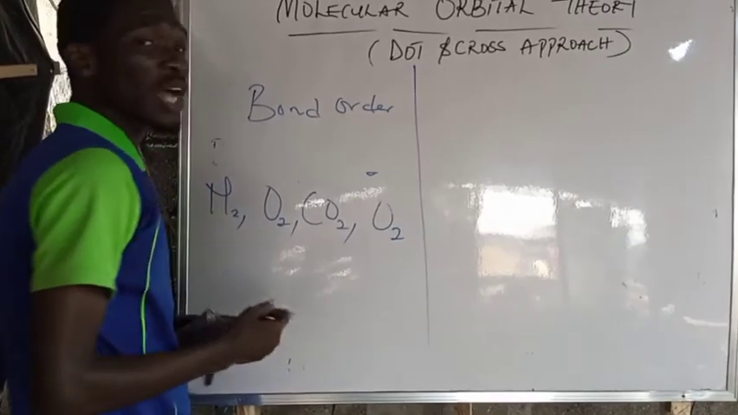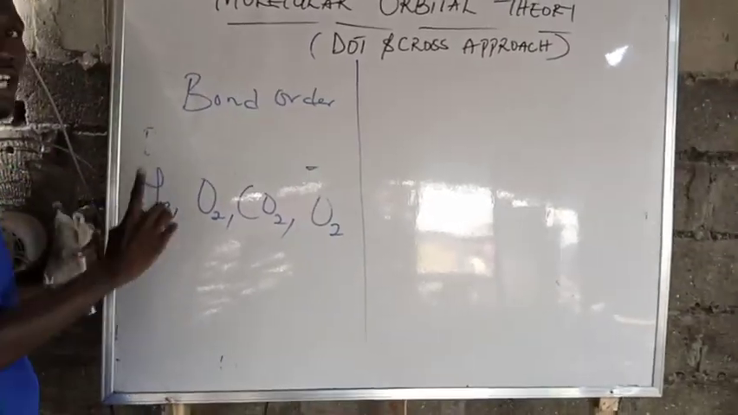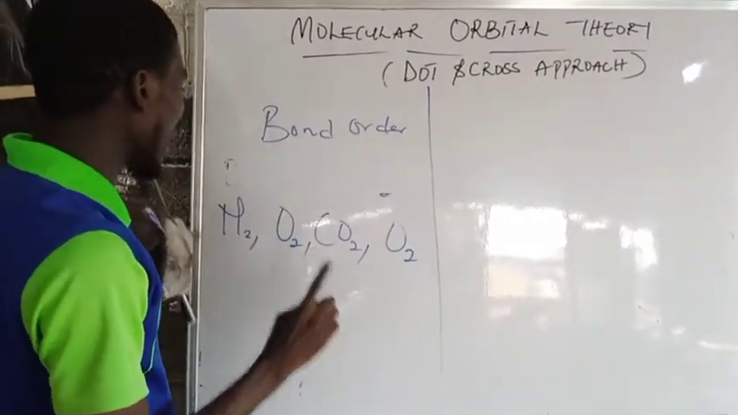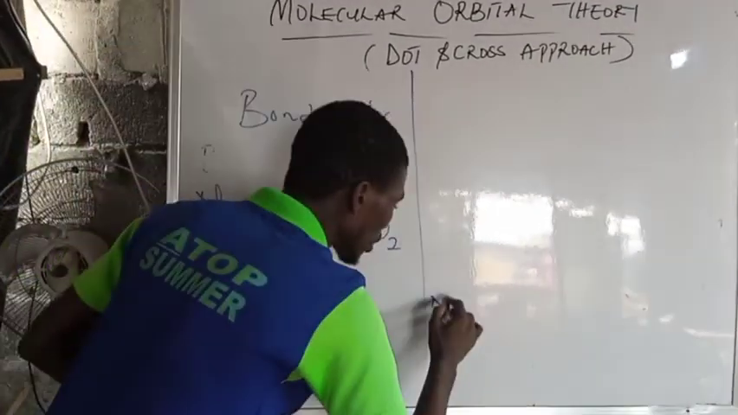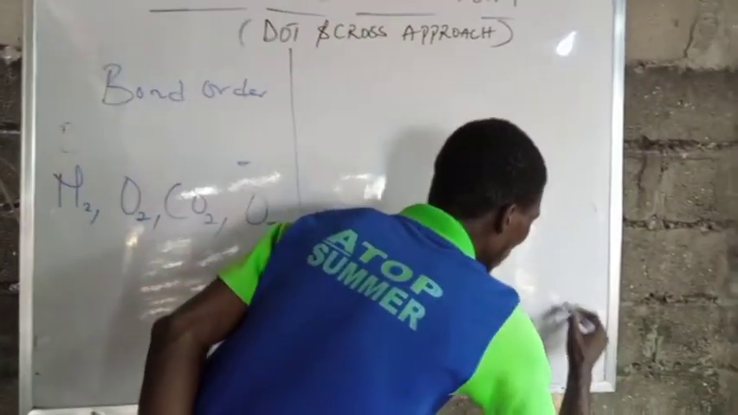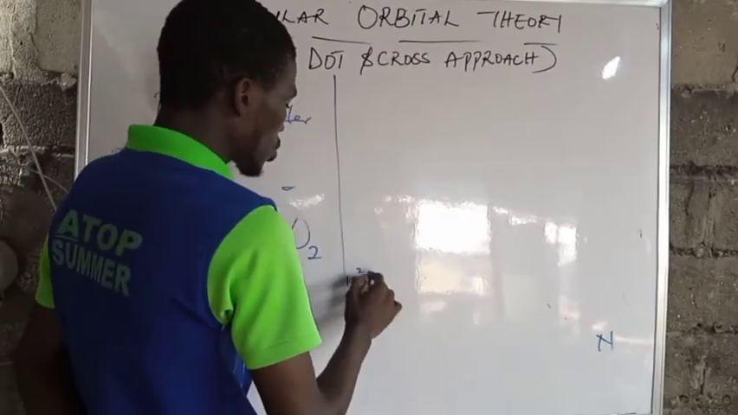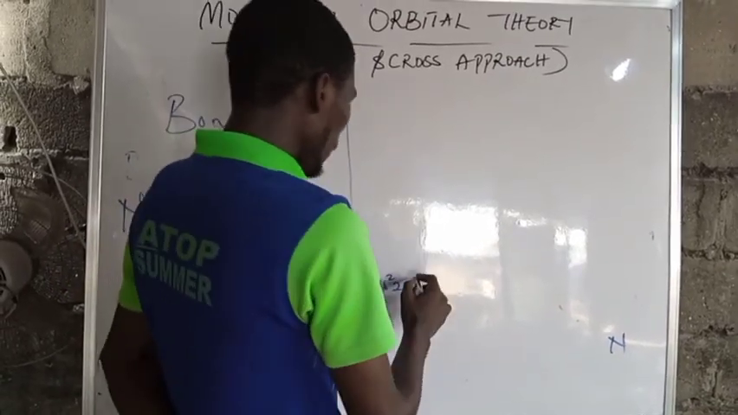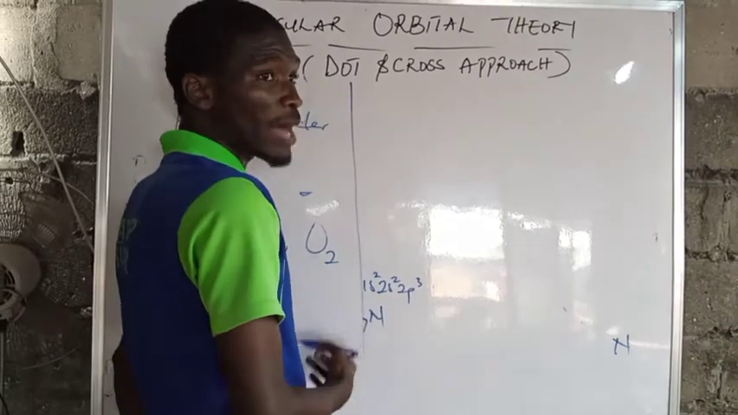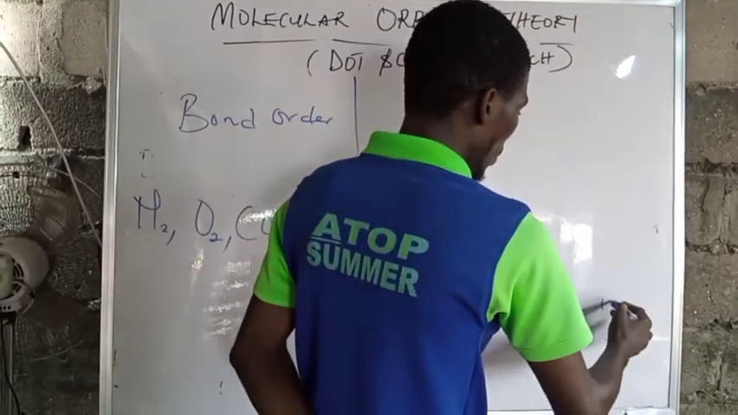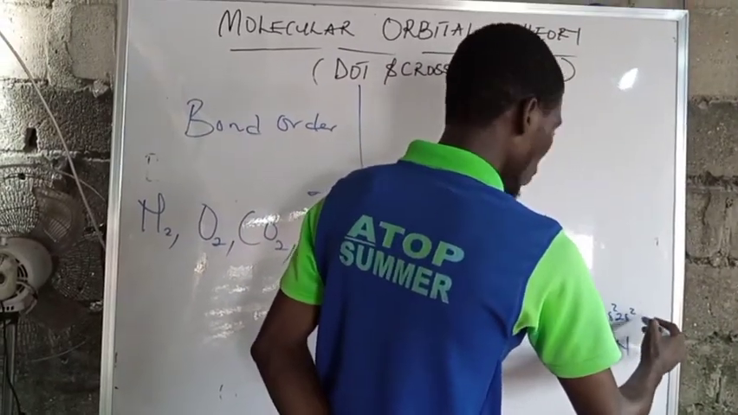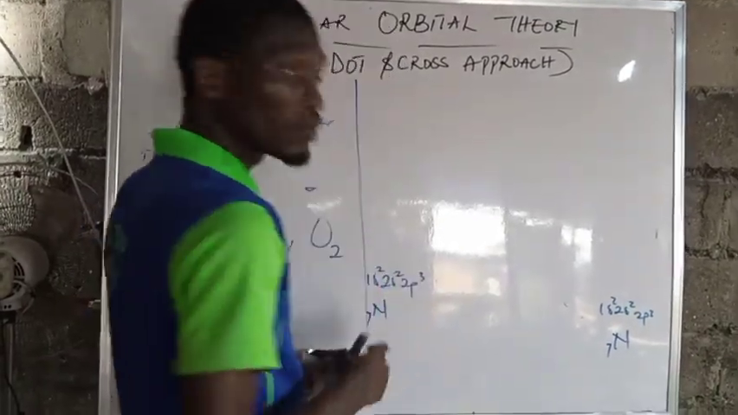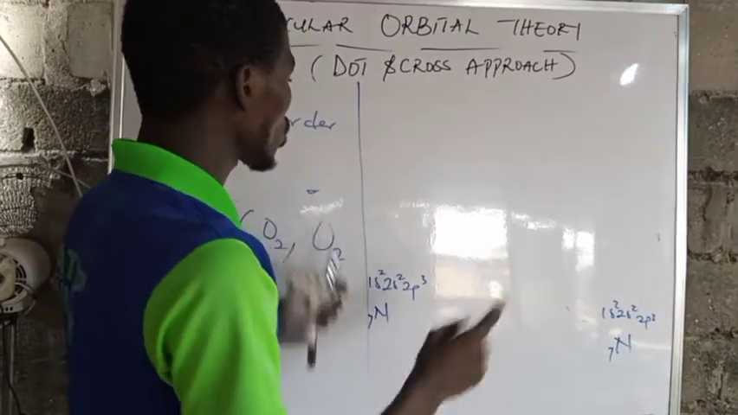So the first thing we are going to do is split this nitrogen into 2 and then take the electronic configuration. The first nitrogen is here, the second one is here. So I have 1s2, 2s2, 2p3, because the atomic number of nitrogen is 7. 1s2, 2s2, 2p3. So let's take the bonding orbital structure.